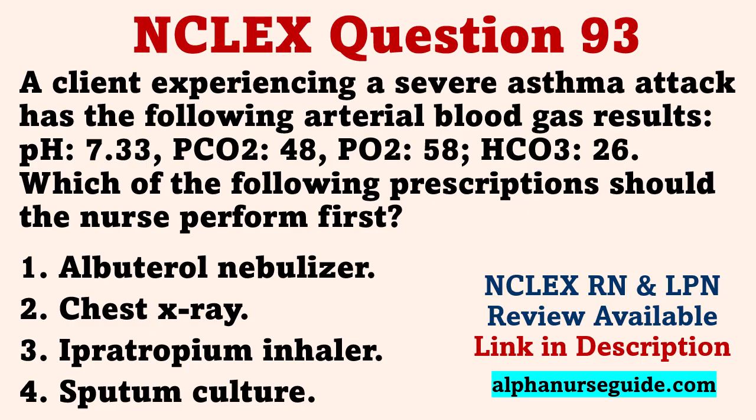The correct answer is 1. The arterial blood gas reveals a respiratory acidosis with hypoxia. A quick-acting bronchodilator, albuterol, should be administered via nebulizer to improve gas exchange. Ipratropium is a maintenance treatment for bronchospasm that can be used with albuterol. A chest X-ray and sputum sample can be obtained once the client is stable.